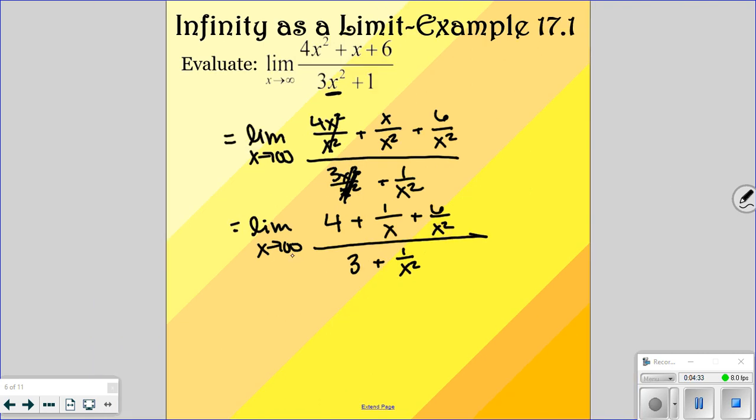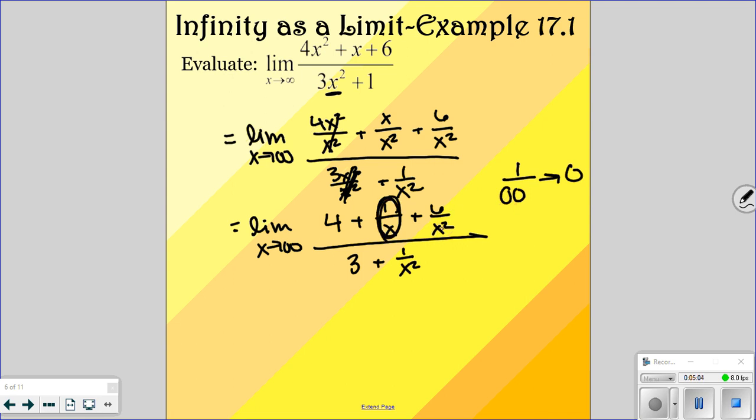So as x is approaching infinity, if we plugged in infinity here, 1 over infinity is going to approach 0. It doesn't equal 0, but if you think of 1 over 10, you have 0.1. If you think of 1 over a billion, it's going to be 0.000000001. And as you get closer and closer to infinity, it's going to get closer and closer to 0. So this is going to 0.